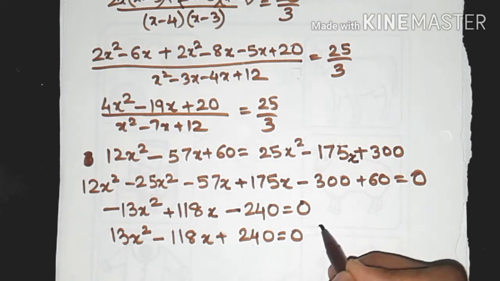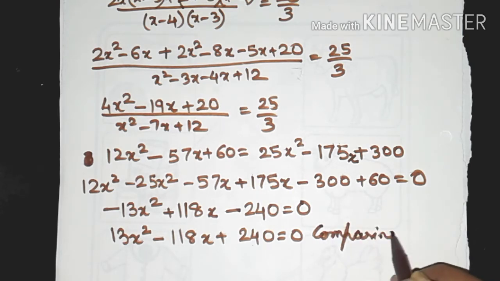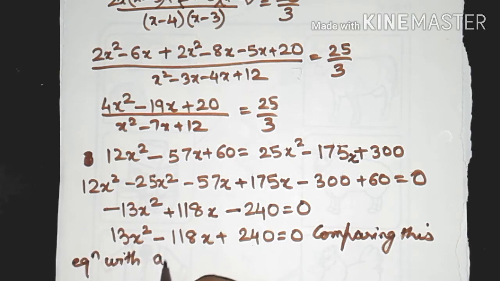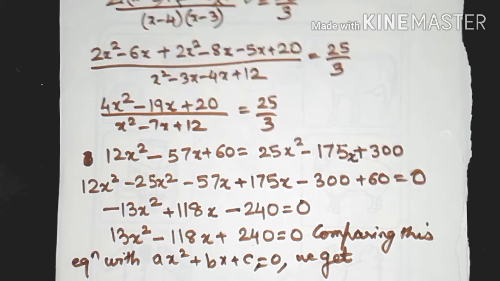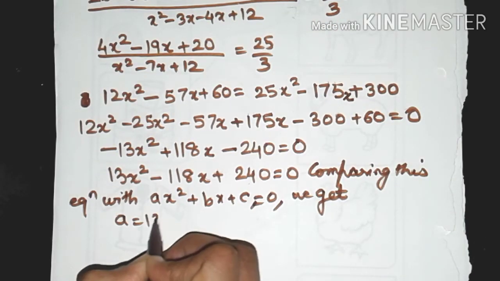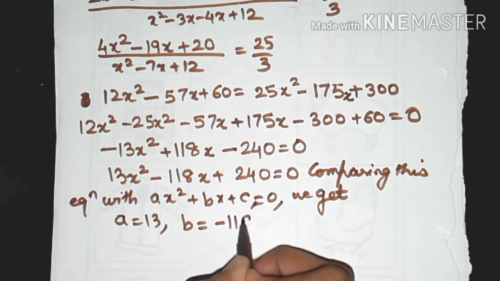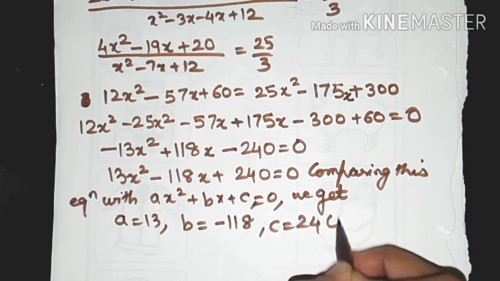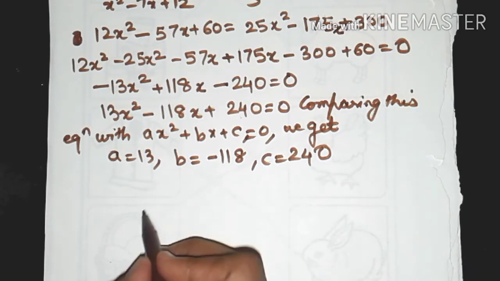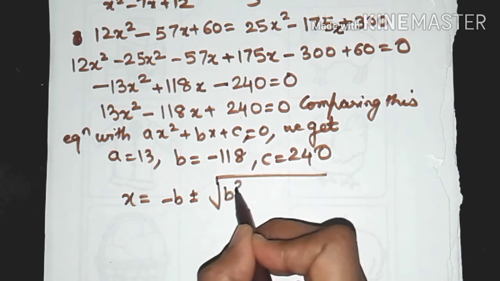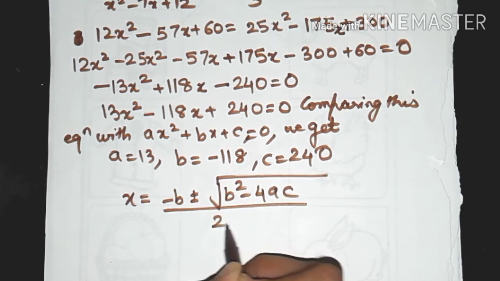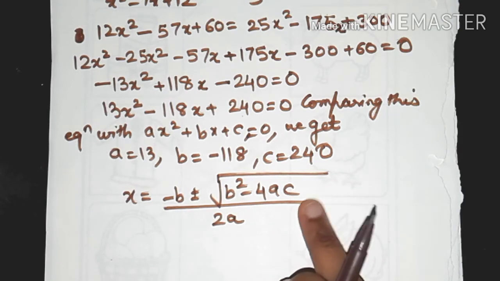So that's all. Now we have to compare this equation with ax square plus bx plus c equal to 0. So what do we get? The values of a, b and c. A will be 13. B will be minus 118, C is 240. So now let's substitute this in the formula. X is minus B plus or minus square root of B square minus 4AC upon 2A. I'm sure now you're thorough with this formula.